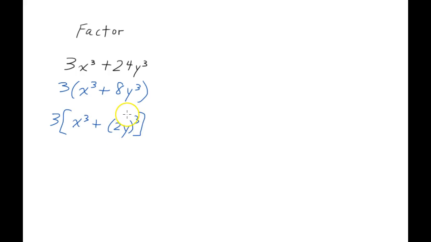Okay, we see that. So now it starts to follow this pattern of a sum of cubes. And the sum of cubes, I'm going to write that up here in some general form. So u to the third plus v to the third. And that factors as u plus v times u squared minus uv plus v squared.